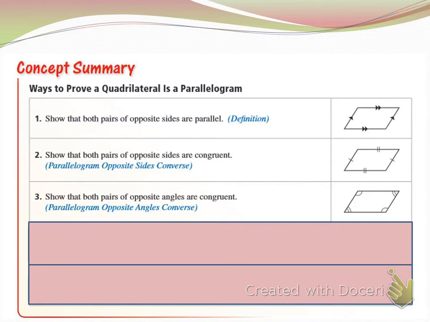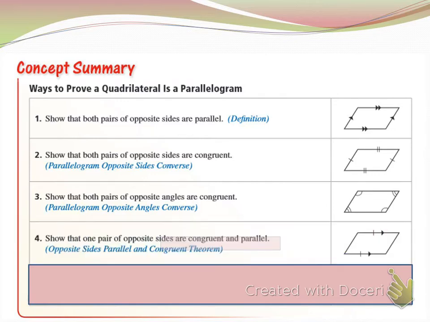That the opposite sides are parallel, the opposite sides are congruent, the opposite angles are congruent. Oh, okay, sorry. I don't have peripheral vision. All right, number 4 is that the opposite sides are both parallel and congruent, or congruent and parallel, however you want to write it.